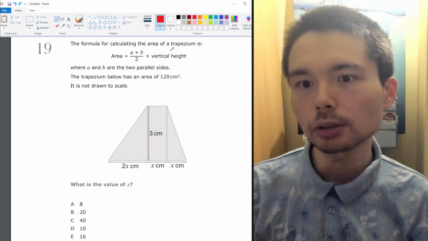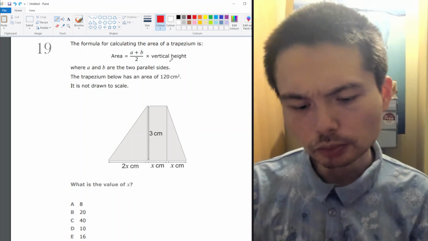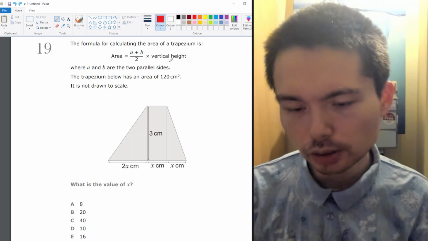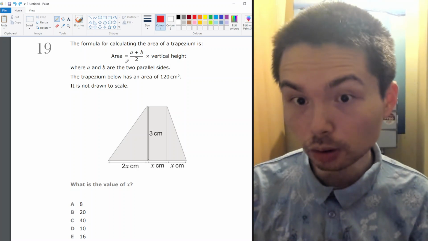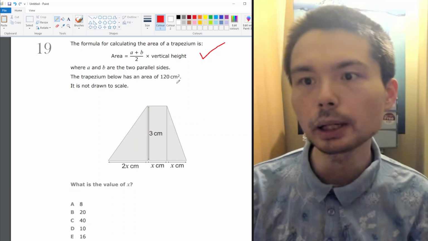The formula for calculating the area of a trapezium is this. Already that looks scary. You guys might be thinking, William has never taught me this. Why on earth is this in a maths paper? But they give you a formula. Then we need to apply it because they've given us different numbers and then we're still okay.